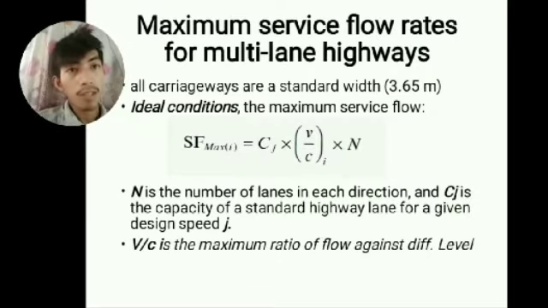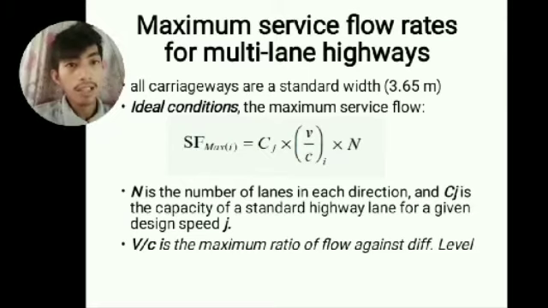Maximum service flow rates for multi-lane highways. Like all highways, we have a standard lane width of 3.65 meters. Before that, we have some conditions. First are the ideal conditions to compute the maximum service flow, or SF. This is our formula: SF max equals Cj times Vc times N, where N is the number of lanes in each direction and Cj is the capacity of a standard highway lane for a given design speed j.